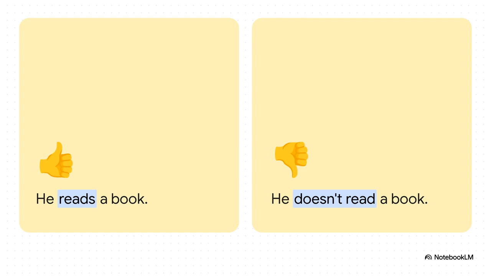And here it is, the first key pattern. You've got to see this. On the left, he reads a book. Simple enough. To make it negative, we pop in doesn't. But, and this is the crucial part, watch the verb. The S on reads just disappears. Why? Because it literally jumped over to the do to create does. So the main verb just snaps back to its basic form, read. It's like the S can only live in one place at a time.